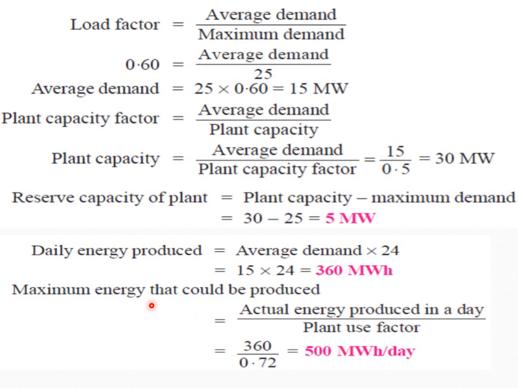The last thing they have asked is what is the maximum energy that could be produced in a particular day. So this value is obtained from the plant use factor. In the question they have given you the input data, which is the plant use factor. From the plant use factor formula, plant use factor is equal to the energy required divided by the actual energy supplied. So by substituting the values you will be getting it.